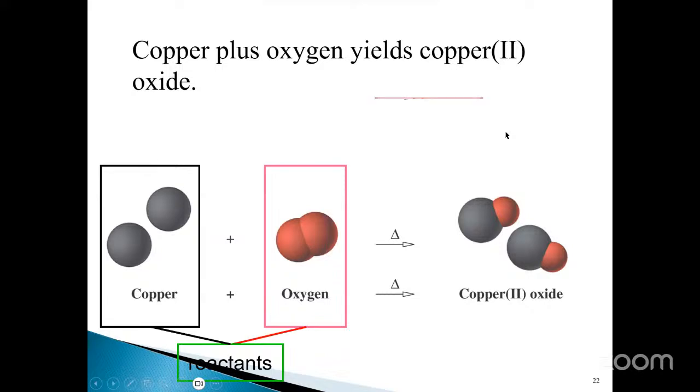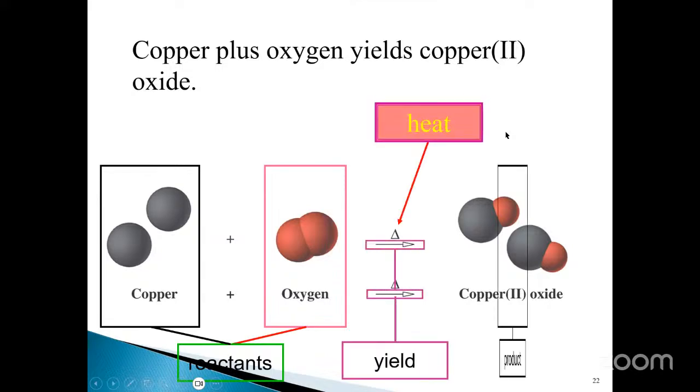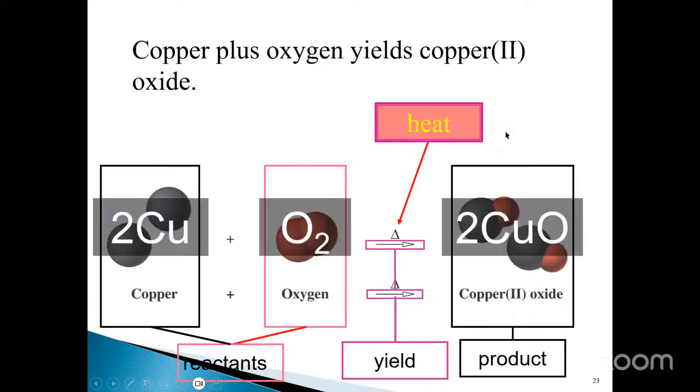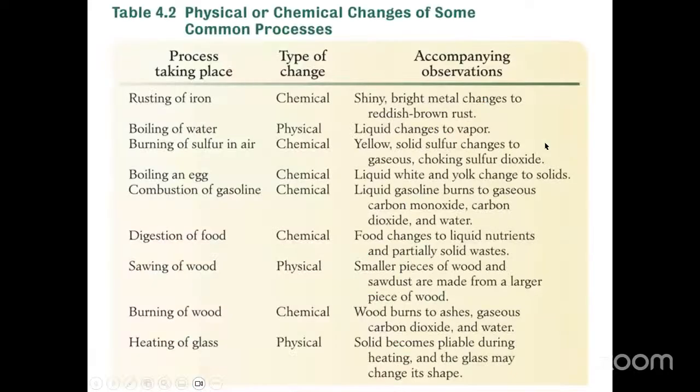Here's another example, the reaction between copper and oxygen to form copper 2 oxide. So this is the equation for the reaction. That's copper, that's oxygen, and this is copper 2 oxide, right?